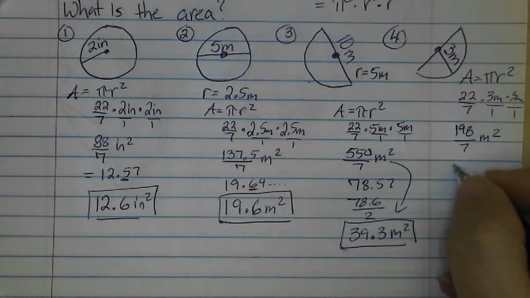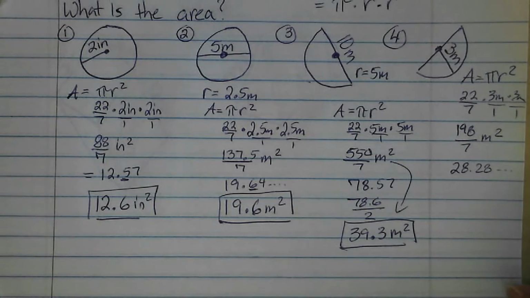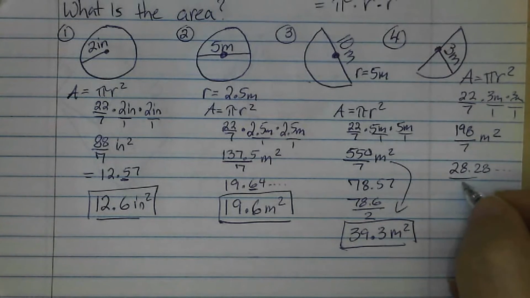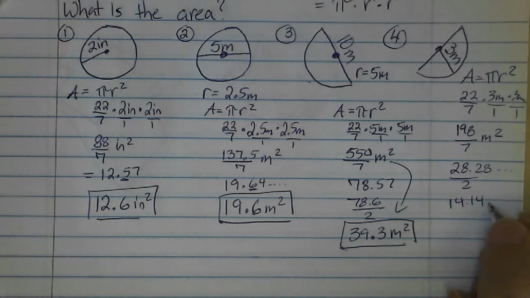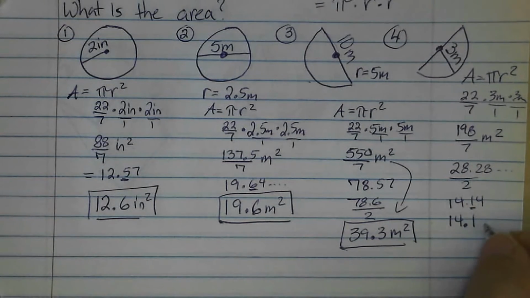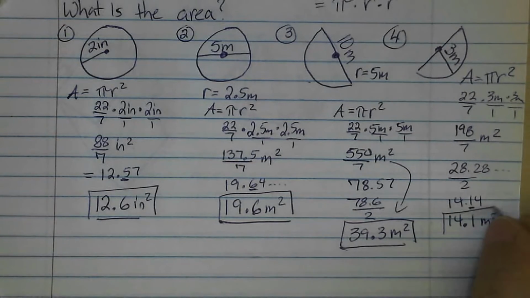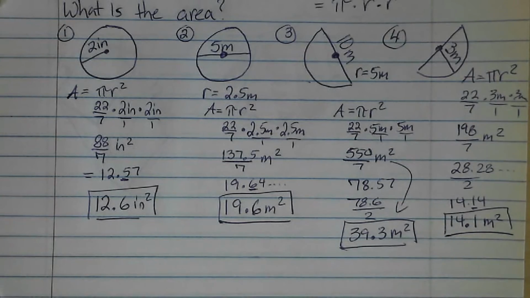And when I divide this, I'm going to end up getting 28.28, and it keeps on going in your calculator. Remember, we have half of a circle, so we're going to divide this by 2. We end up getting 14.14. And when we round this to the nearest tenth, we end up getting 14.1. Remember your units, meters squared. And that is the area of that semicircle.